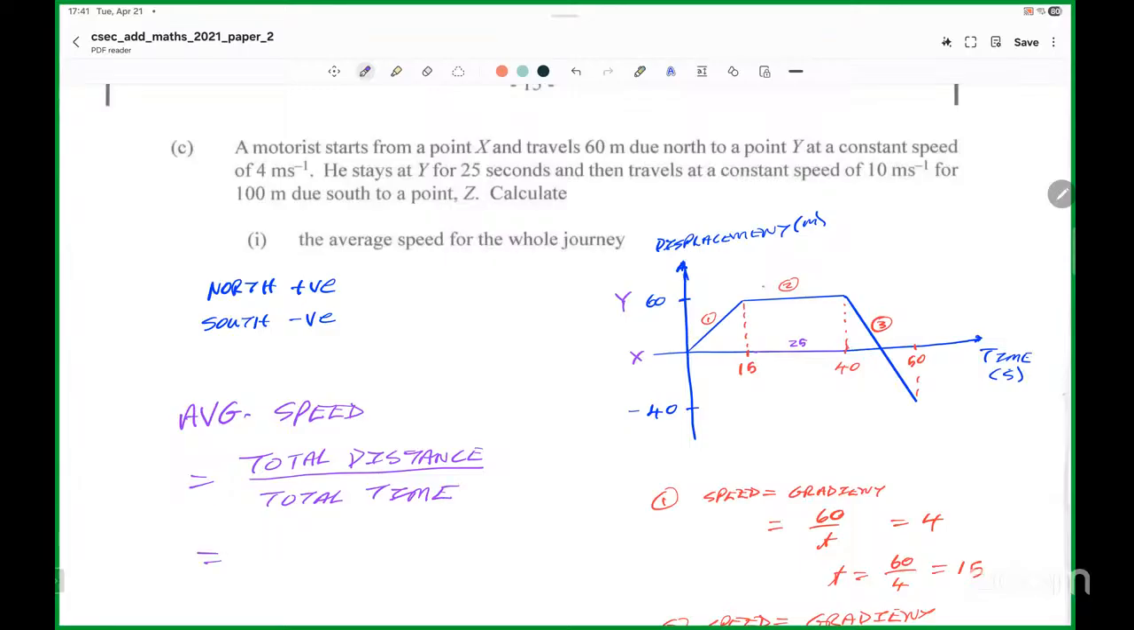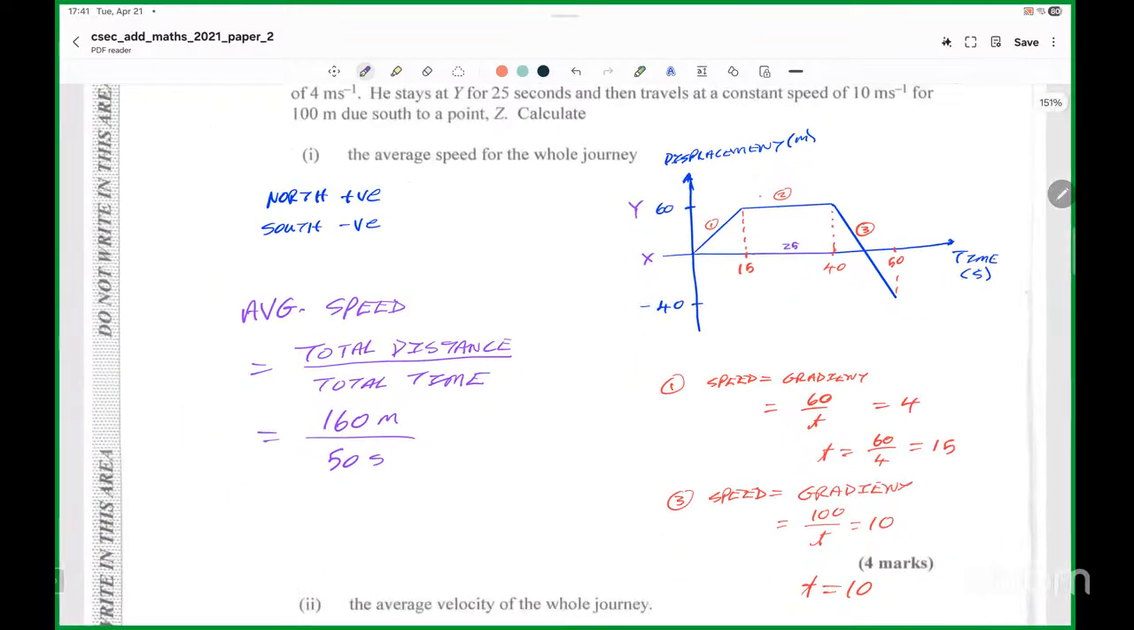And what's the total distance traveled? 160. 60 going up, then going down, 160 meters. And the total time is 50 seconds. I work it out to 3.2. So 3.2 meters per second is the average speed.